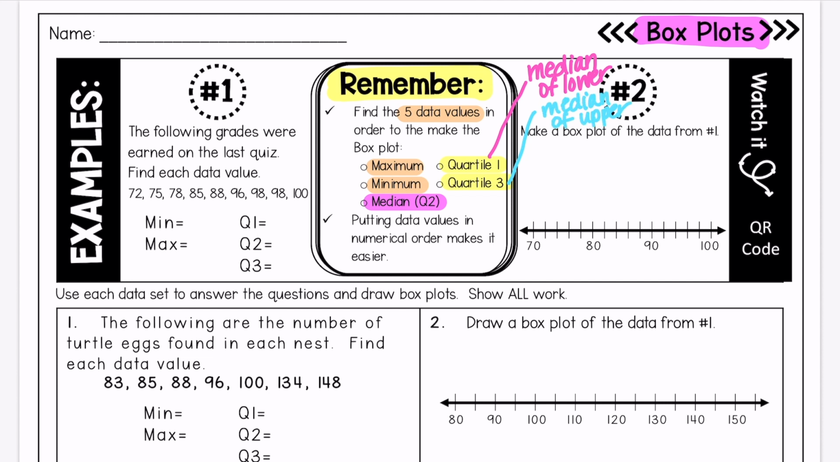You also need to remember to put your data values in numerical order so it makes it easier to find your medians, because medians are all about finding the middle number when they are in order. So let's jump over to the left and look at example number 1. The following grades were earned on the last quiz. Find each data value. Okay, so my minimum is just the smallest. That would be 72. And my maximum is just the largest, which would be 100.